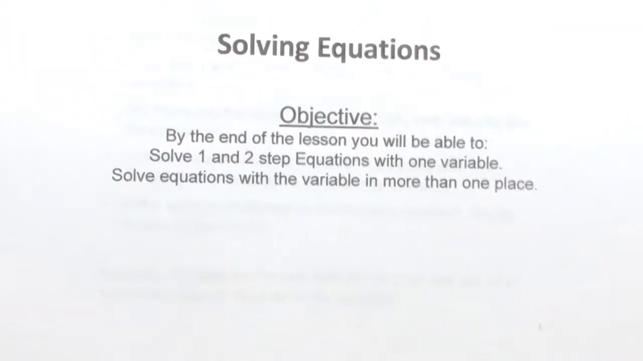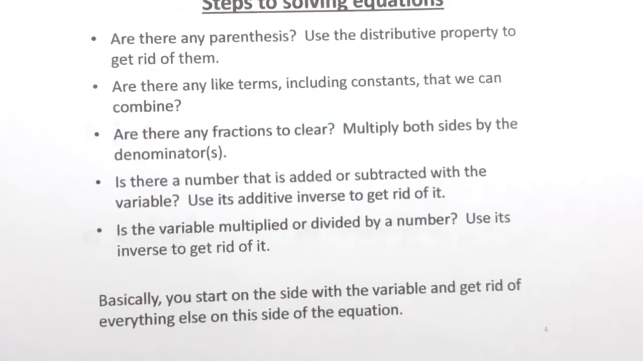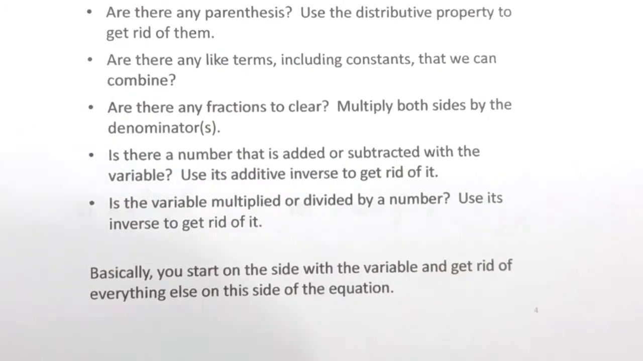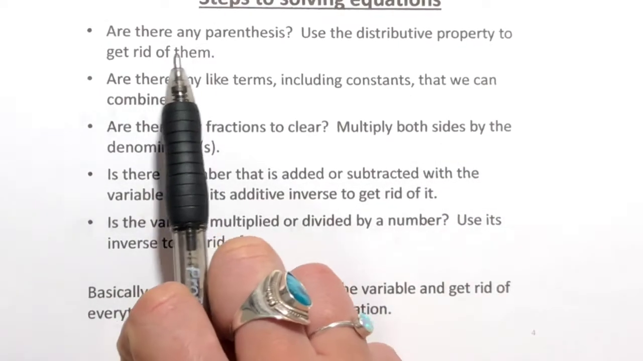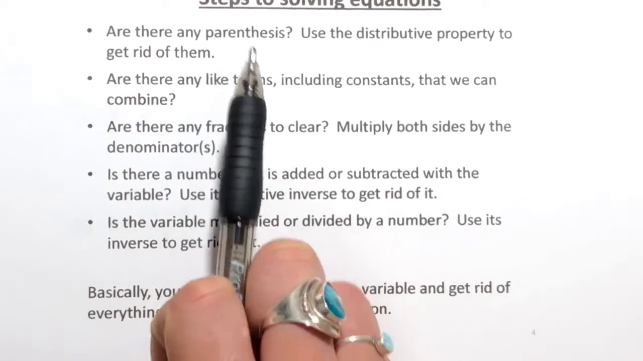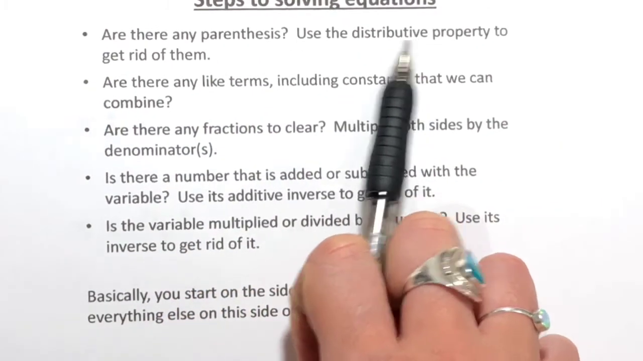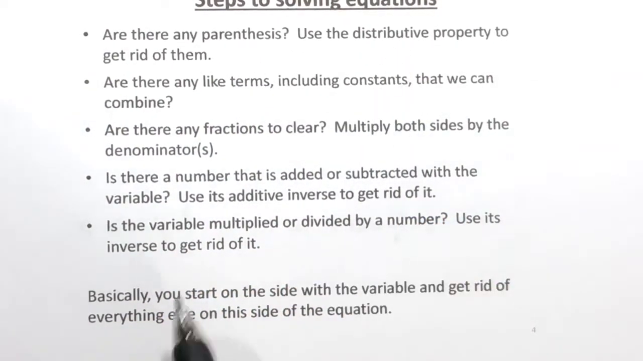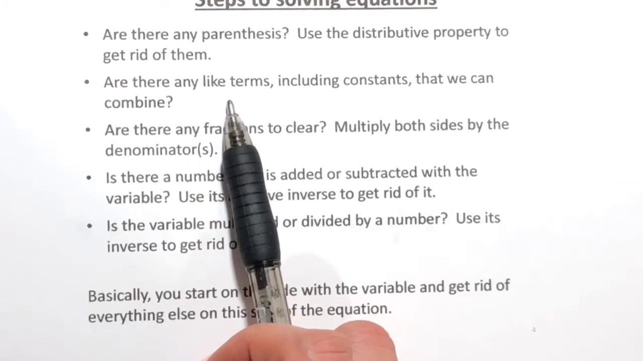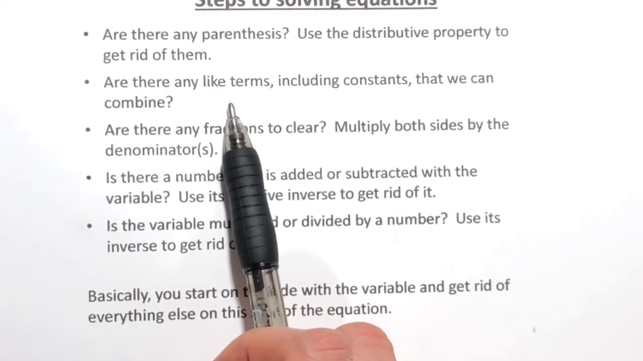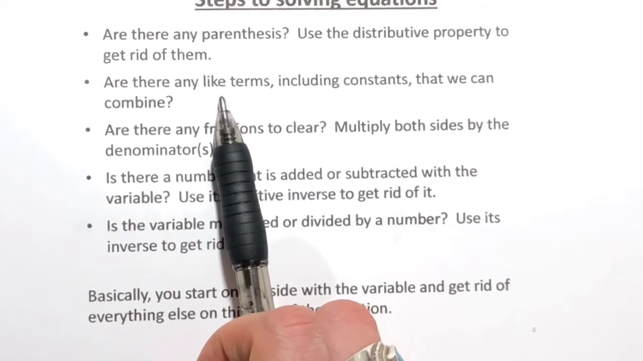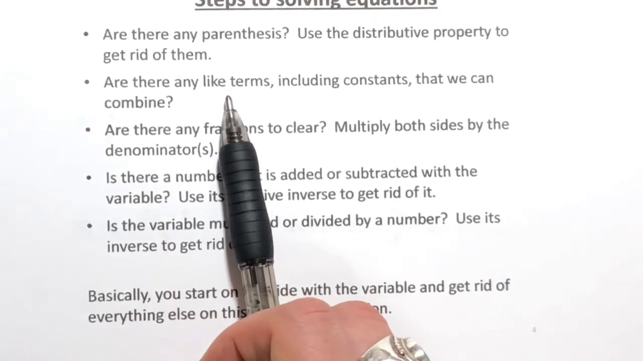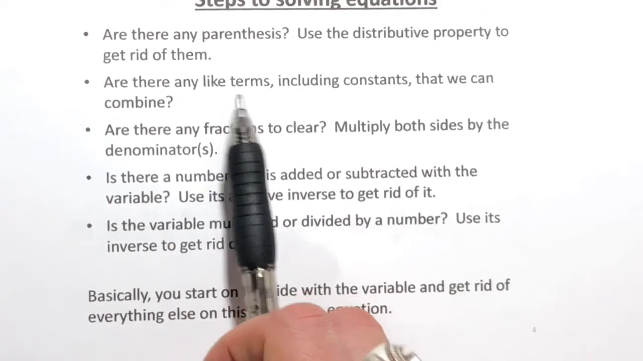Let's practice a few. We're going to start with some easier ones, and then we're going to move on to some harder ones. So as we're doing these, the steps to solving these equations: if there are any parentheses, you want to get rid of them by using the distributive property. So that means to multiply things through. If there's any like terms, remember to combine them. So remember, like terms need to be the same type of variable with the same type of exponent, or if they're constants, which are just numbers, we can combine those.